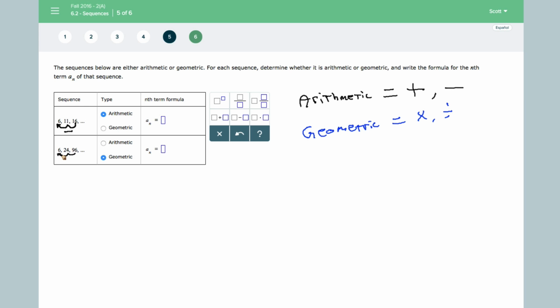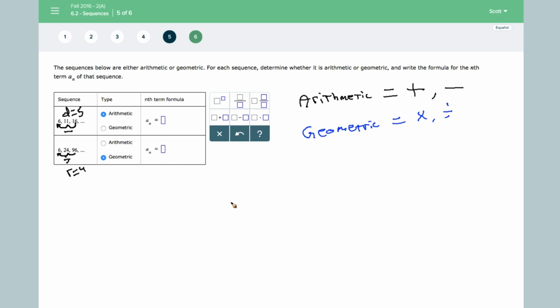Okay, the opposite of plus is subtract. The opposite of times is divide. So if you divide backwards, then you get that. 96 divided by 24 is 4. 24 divided by 6 is 4. So that common ratio is 4. This common difference is 5. And we use that to write our equations.